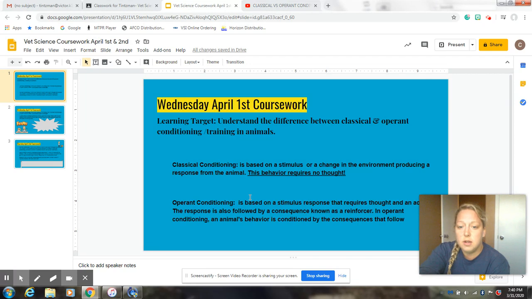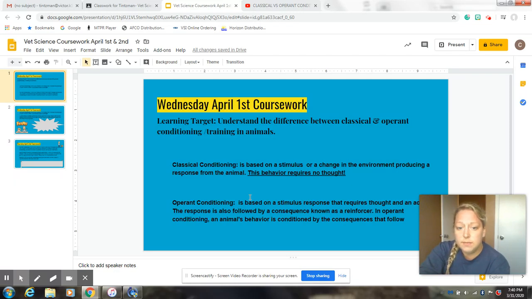And he would present the dogs with food, and the dogs would salivate. And so he presented the dogs with food and rang a bell, and the dogs would salivate. And it eventually got to the point where he could ring the bell without actually presenting the dog food, and it would salivate. So the dog was classically conditioned to salivate upon the ringing of the bell.